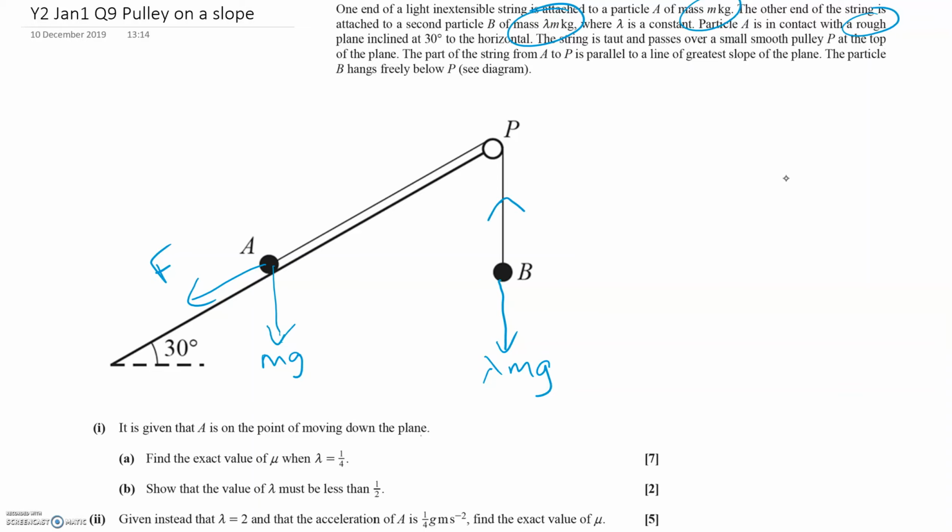So let's mark on the tension. If we're talking about B, the tension is going up here. If we're talking about A, the tension is going in this direction. Now, other forces that are going to be acting on A, we will have the normal contact force, which is always perpendicular to the slope. Let's call that R.